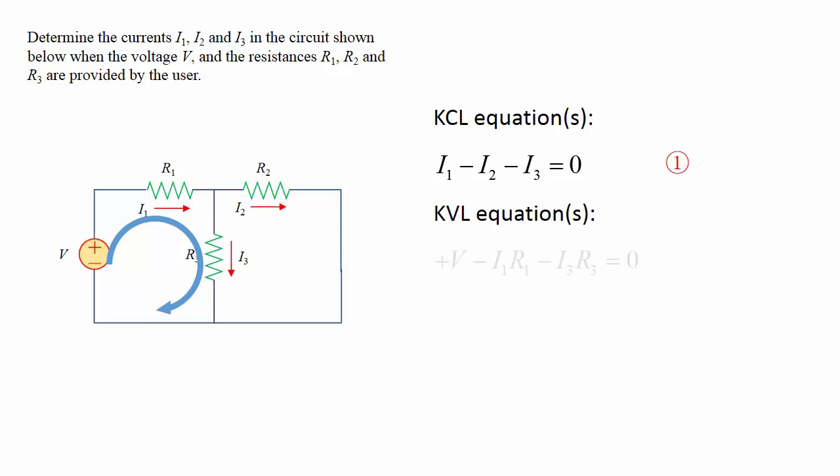Therefore, we can write the first KVL equation: plus V, that's the voltage increase from the power source, minus I1 R1, that's the voltage drop across the first resistor R1, minus I3 R3, that's the voltage drop across resistor R3. And that total algebraic sum equals 0. So that's our overall equation number 2.